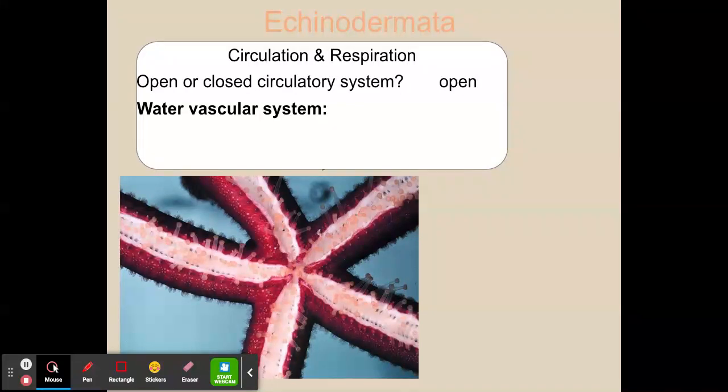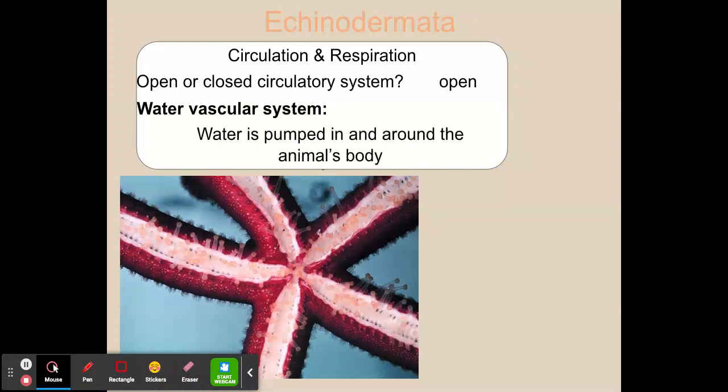And this is going to be really important. This is a specific characteristic that is unique to only echinoderms. So go ahead and highlight and underline this right now. What a water vascular system is, it's where water is pumped in and around the animal's body. So there's going to be a specific opening that's going to pull water in. It's going to flush water throughout the organism, and then there's going to be another spot where the water's going to go out.